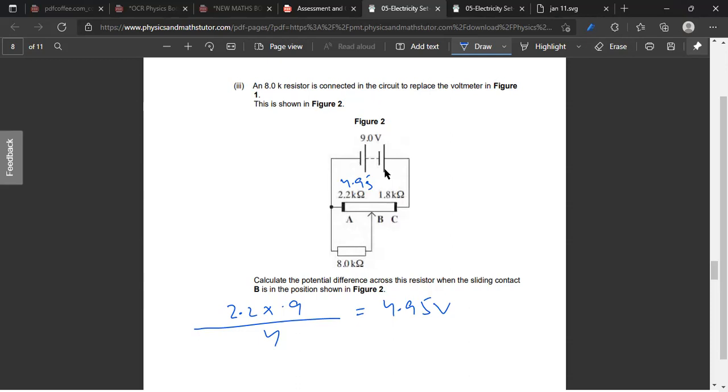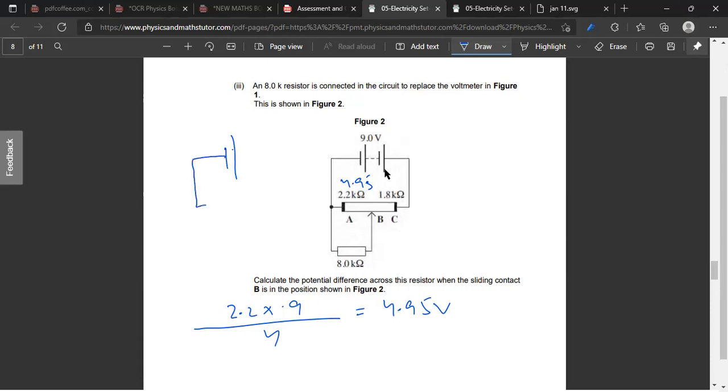So it wouldn't be out of 4. It would be 2.2 plus 1.8, which is 4 plus 8, so it'd be 8 out of 12. Hmm. So no. Oh, but what I'm thinking is this 8 kilo ohms resistor is actually parallel to the whole thing, but it is not. It is only parallel to 2.2. So the circuit then becomes something like this.